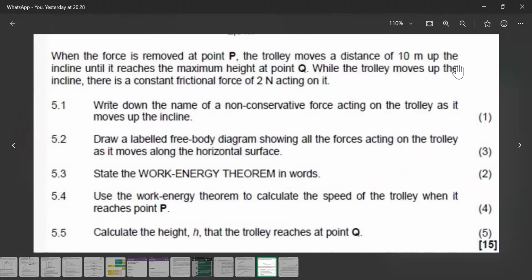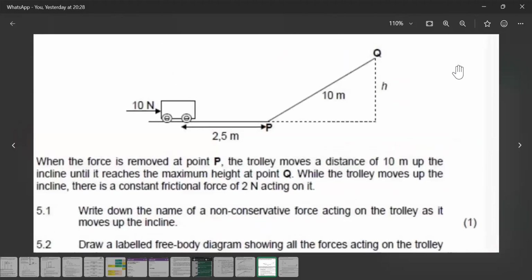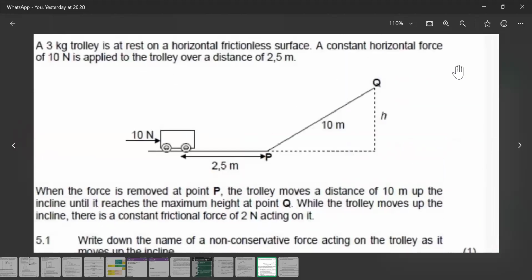Then they say, state the work energy theorem. Wow. So now you have 6 marks, which you didn't sweat to get. Not bad. Then the next one says, use the work energy theorem to calculate the speed of the trolley when it reaches the point P. So what are they saying? The final velocity for the horizontal motion, which will be the initial velocity for the motion along the incline. Well, that's fine. So let's go ahead and quickly destroy this one.